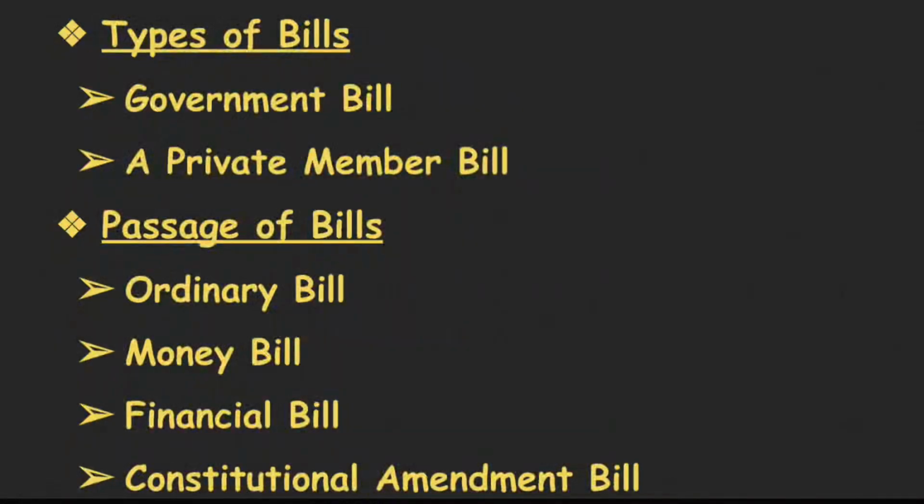Now there are some other aspects with respect to the passage of bill as per article number 107. A bill pending in either house of the parliament shall not lapse by reason of the prorogation of the house. A bill pending in Rajya Sabha which has not been passed by the Lok Sabha shall not lapse on the dissolution of the Lok Sabha. A bill pending in the Lok Sabha, or which having been passed by the Lok Sabha is pending in the Rajya Sabha, shall, subject to the provisions of article number 108, lapse on a dissolution of the House of the People.